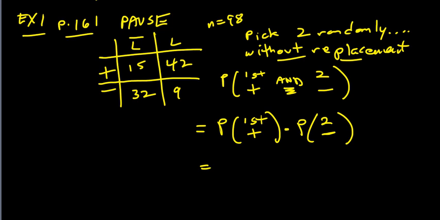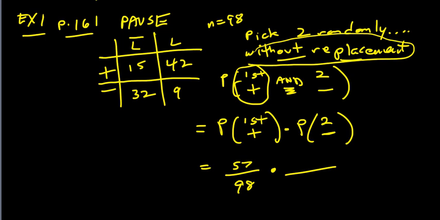But we've got to make an adjustment here in this second slot. Let me show you what I'm talking about. If we pick the first one positive, well, we've got 57 possible positive tests divided by 98 subjects. So that's the probability that the first one is positive. How about the probability that the second one is negative? Well, we've got one less to choose from because we're picking these people without replacement.